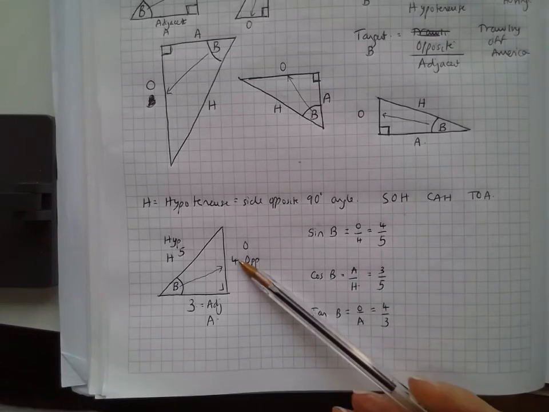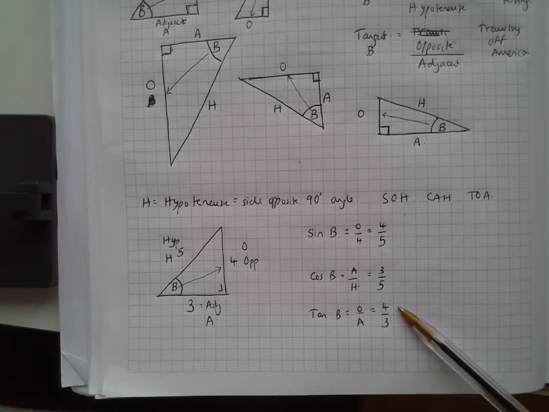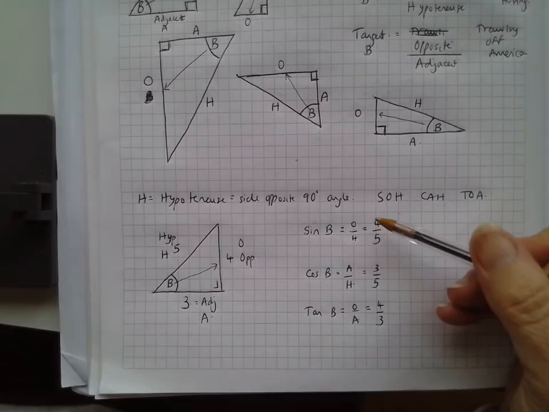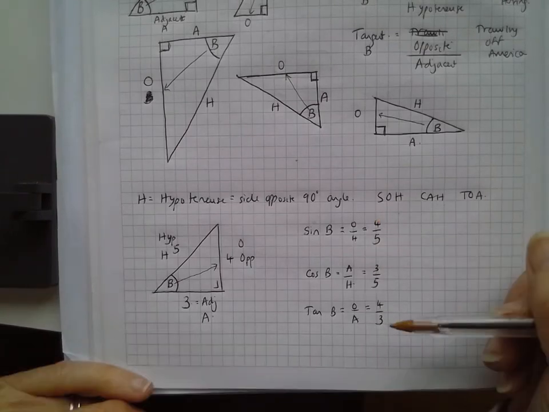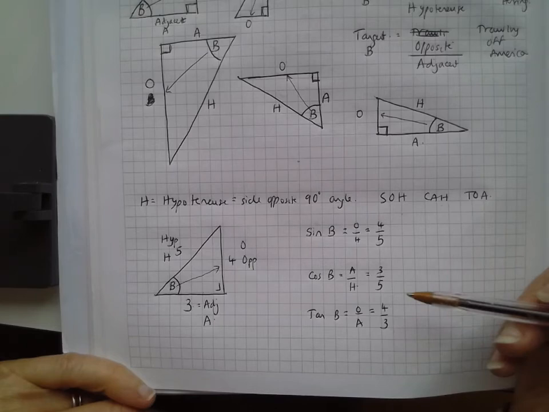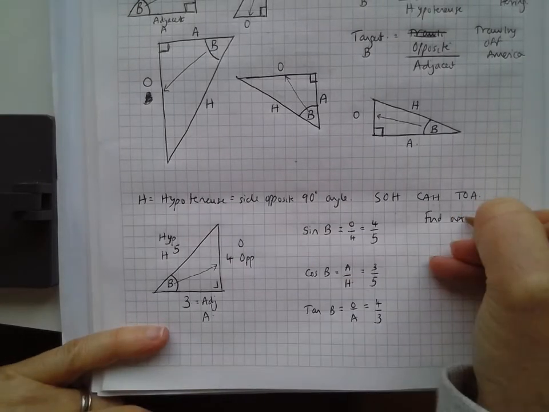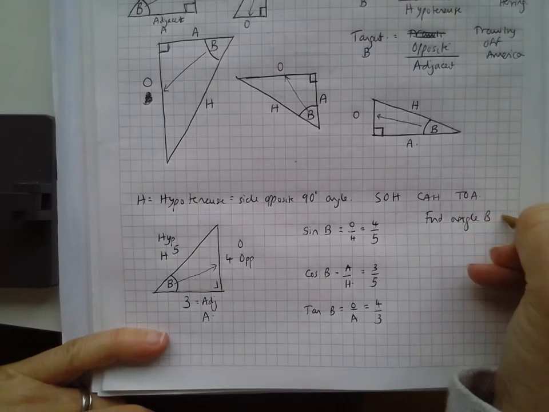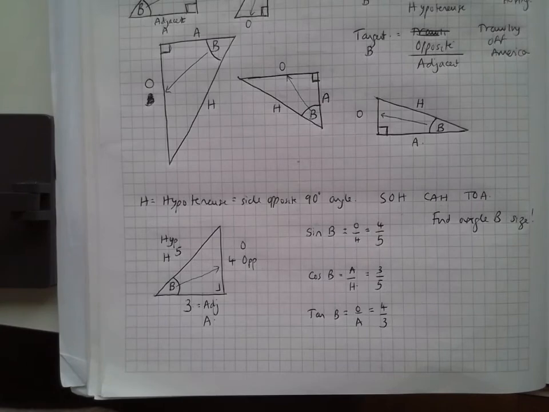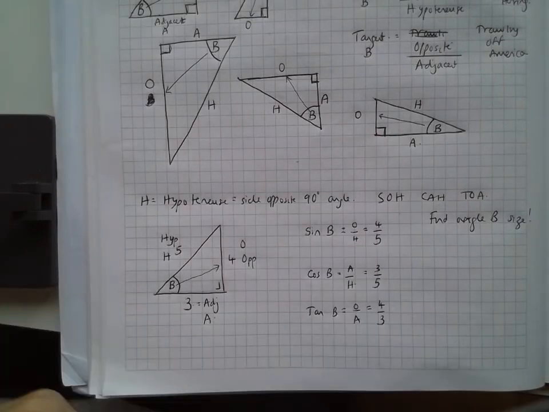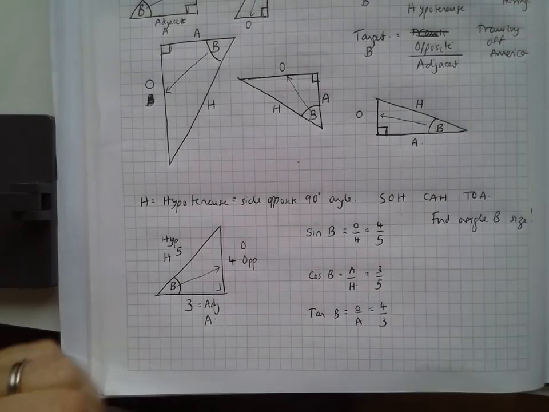Now, what do we do in that case? Well, any one of these ratios, sine, cos, or tan, will help us to solve. Say we were being asked to find the size of the angle B. Any of these will allow us to find the size of the angle. I'm just finishing it off here. The main part is how to label the triangle and writing out sine, cos, and tan.